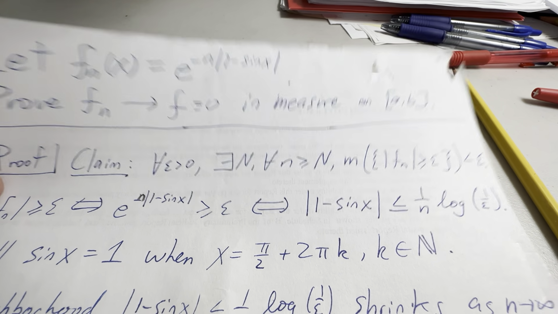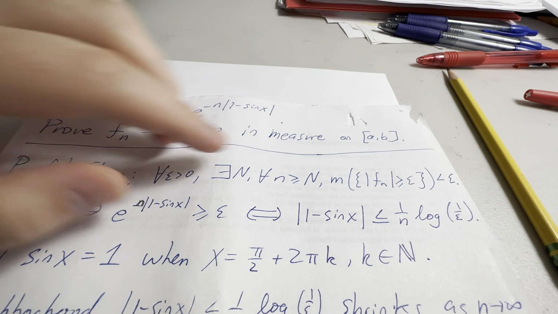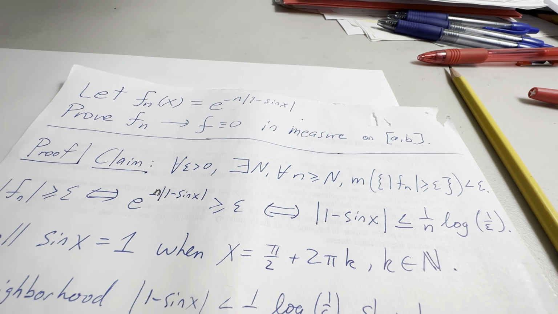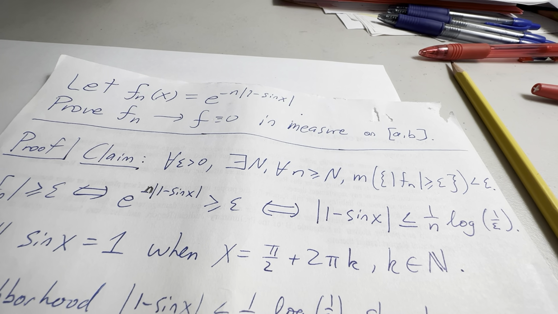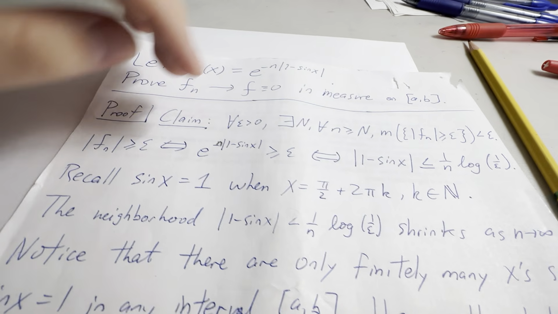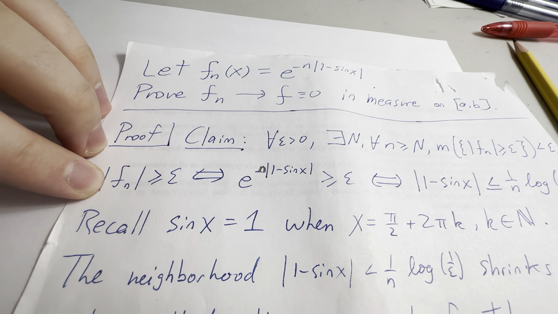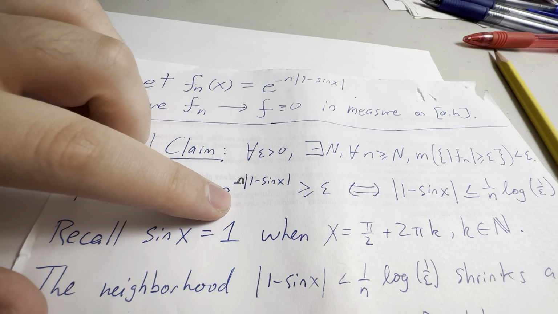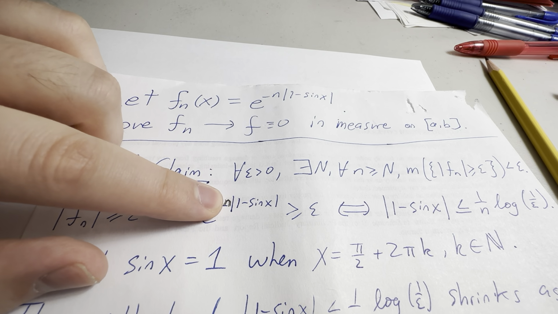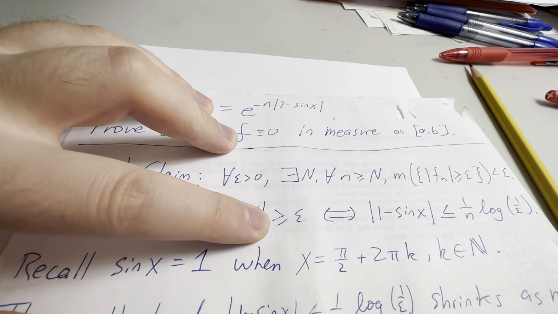So this is just the definition of convergence in measure to 0. We want to let epsilon be given and show that the limit here tends towards 0 in a roundabout way. So we take a closer look at what's happening inside this set. If the absolute value of f_n is bounded below by epsilon, this is true if and only if e to the negative n, absolute value of 1 minus sine x, is bounded below by epsilon. I forgot my sine here when I wrote up this problem.